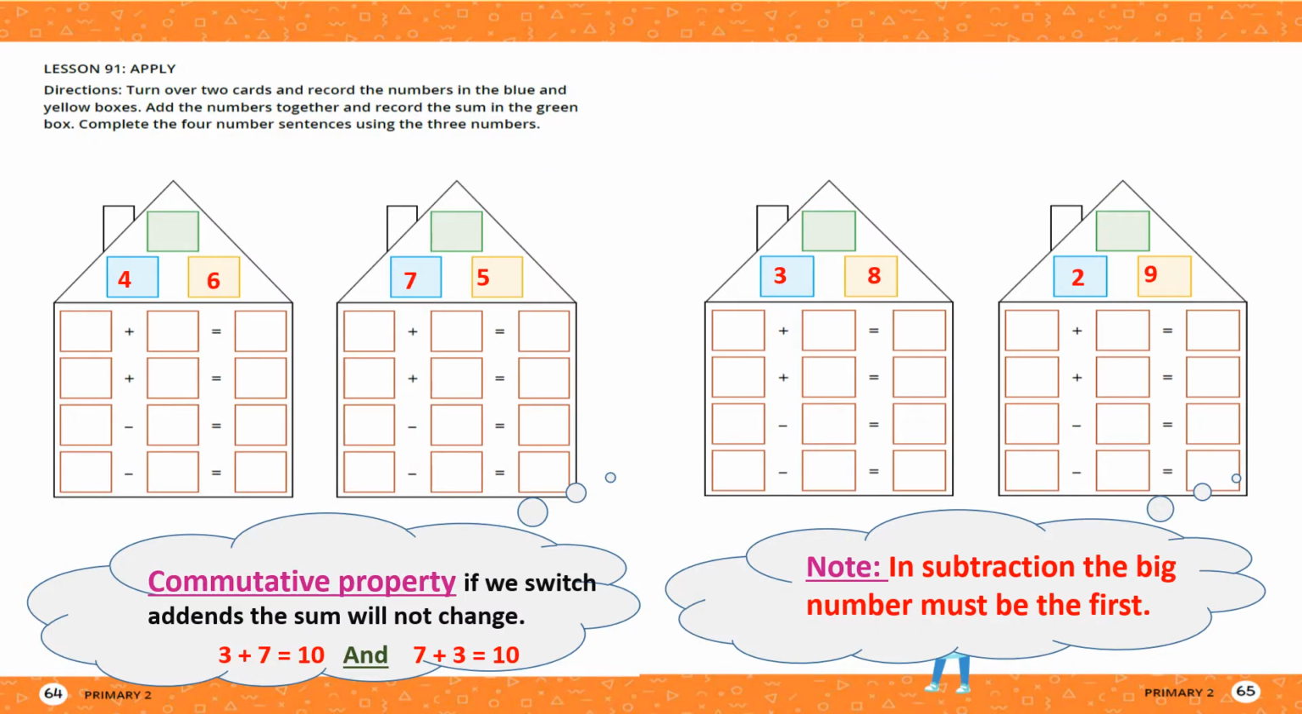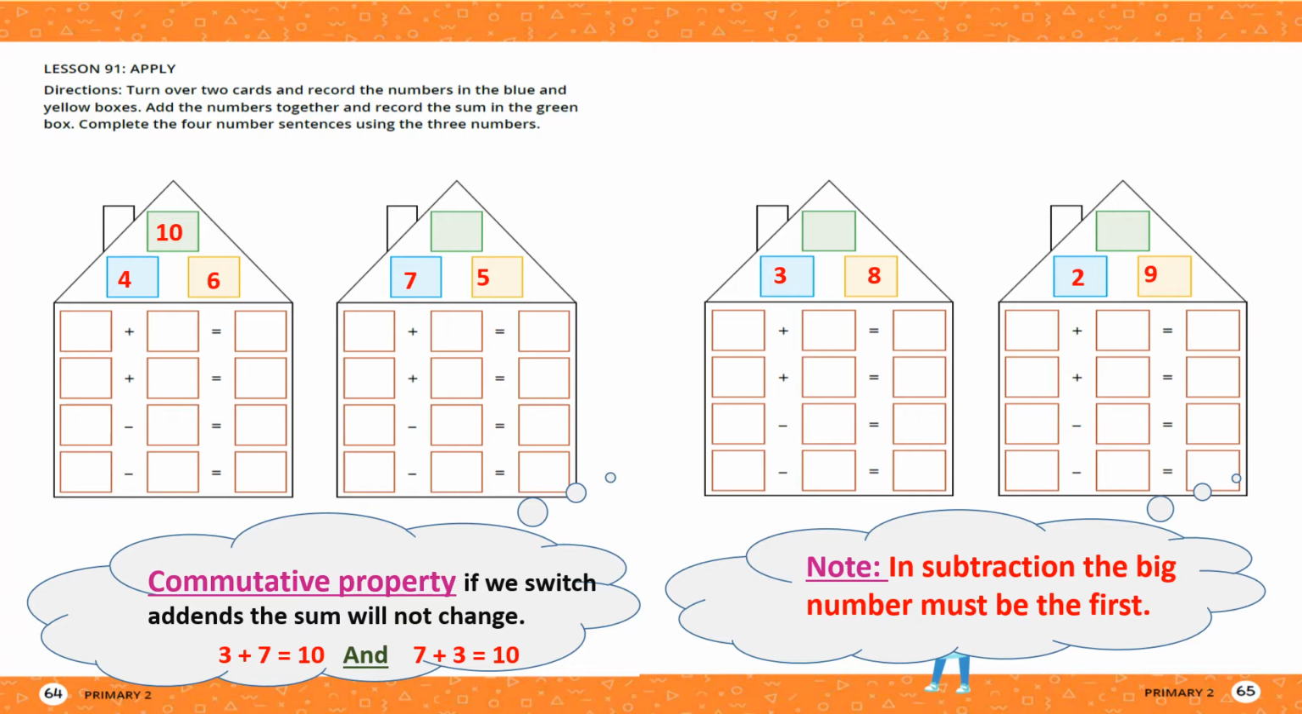Lesson 91, the apply part. Here I will give you some fact families and you are going to complete the addition and subtraction equations. In the first fact family, I'll give you 4, 6, and 10. Here 10 is the biggest number, or the daddy number, so I'll write it at the top of the family. So 4 plus 6 equals 10.